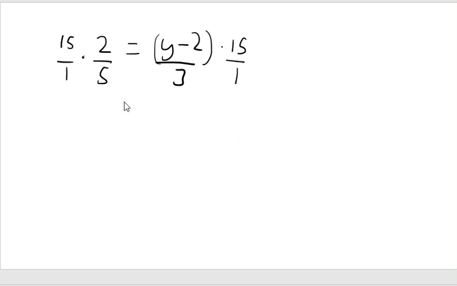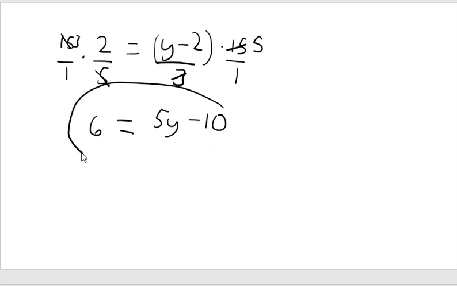Okay? Now, to multiply 15 over 1 times 2 over 5, we can cross reduce. So 5 goes into 15 3 times. 3 times 2 becomes 6. The fraction is now gone. On the other side, we can cross reduce. 3 goes into 15 5 times. 5 times y is 5y. 5 times negative 2 is negative 10. So we end up getting the same thing. It's just another option for you when you're solving these equations.